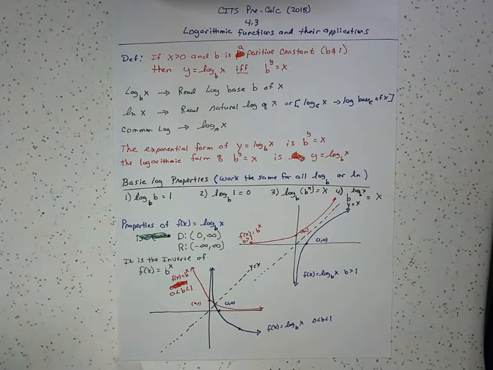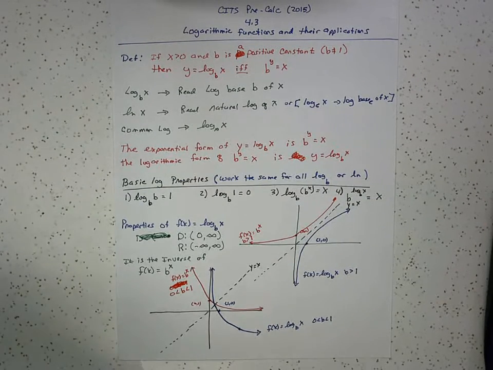CITS Pre-Calc Section 4.3 is on logarithmic functions and their applications. Now logs are where a lot of students start to struggle a little bit, just because they have trouble understanding that logs are just the inverses of exponential functions. Okay, so logarithms and exponential functions are inverses of each other.